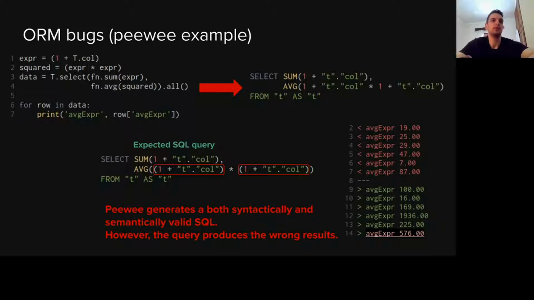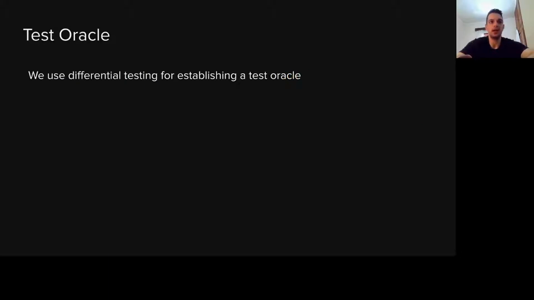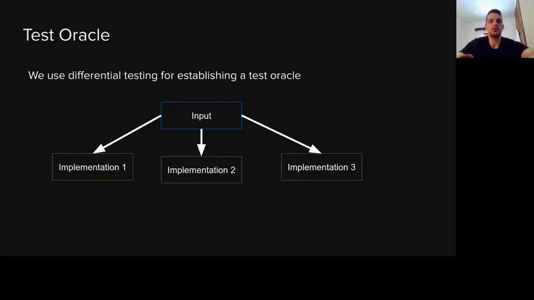To answer this question, we need to specify a test oracle for ORM-specific bugs. To do so, we employ differential testing, a widely used testing method. The idea behind differential testing is very simple. We have an input, we pass it to multiple equivalent implementations, and then we check the outputs of these implementations. If we identify a mismatch in the outputs, then a potential bug is found in at least one implementation.